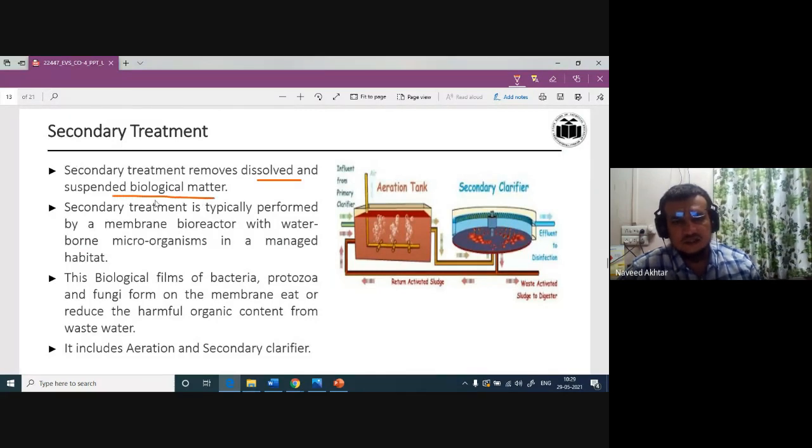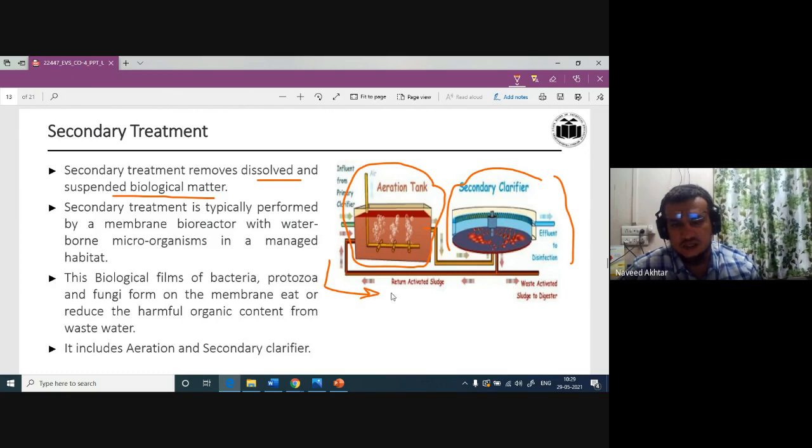That is the organic matter available. Here we are providing the oxygen. You can see the aeration tank where we are supplying the wastewater, and also from the secondary clarification the sludges are returned to the aeration, where it is given to the activated sludge process.